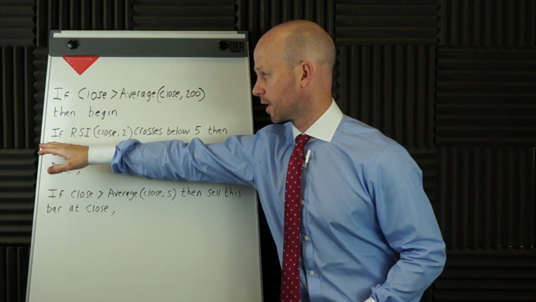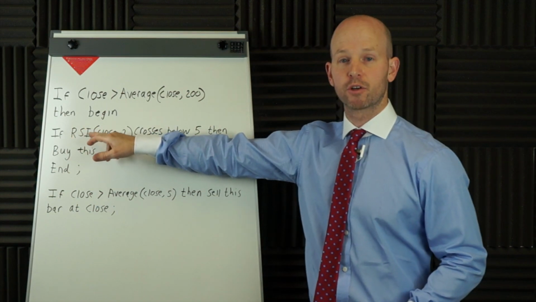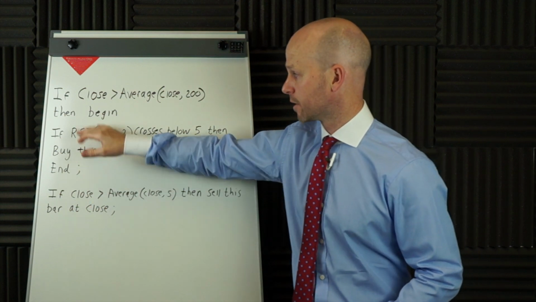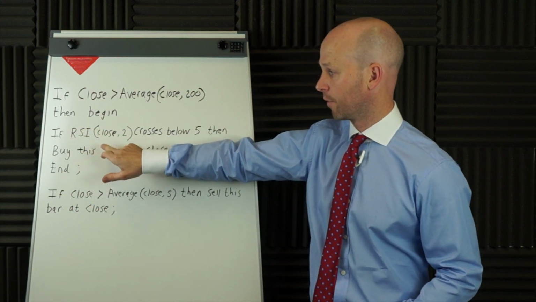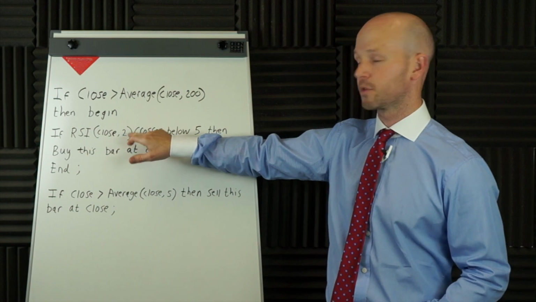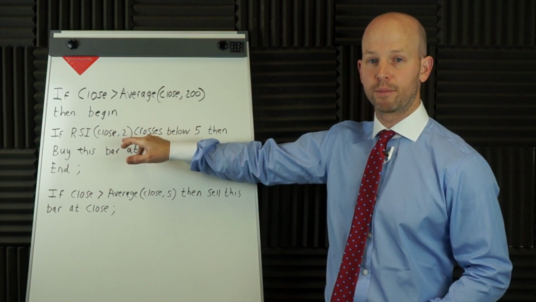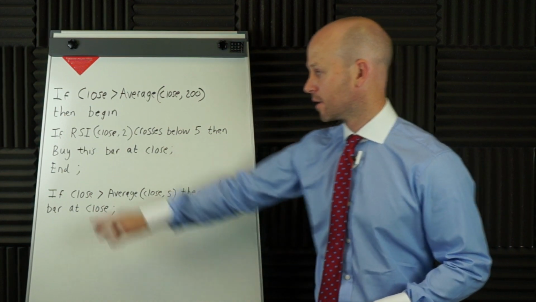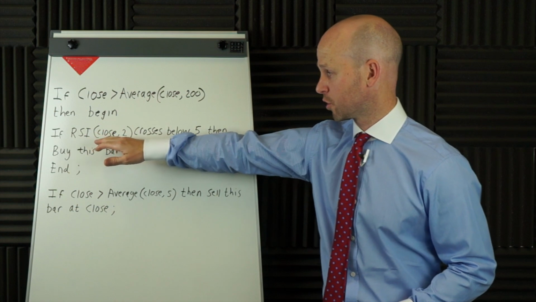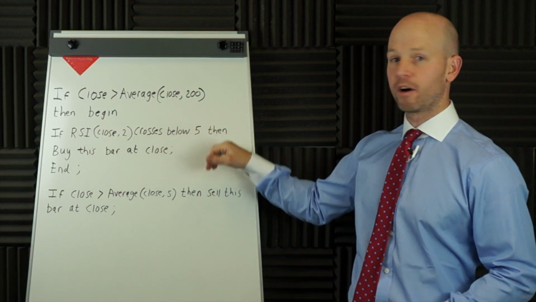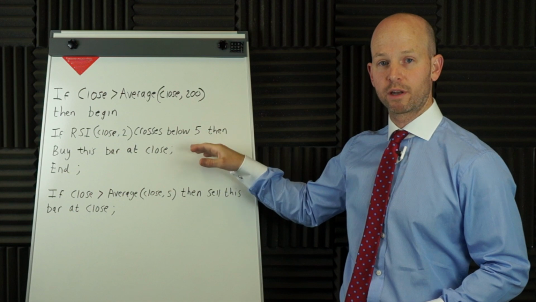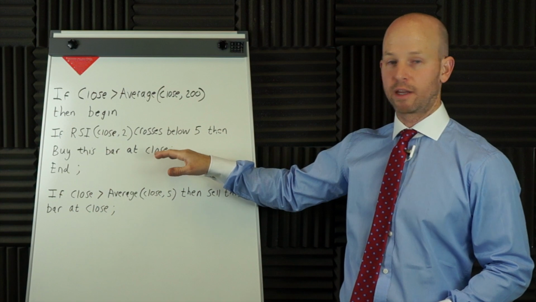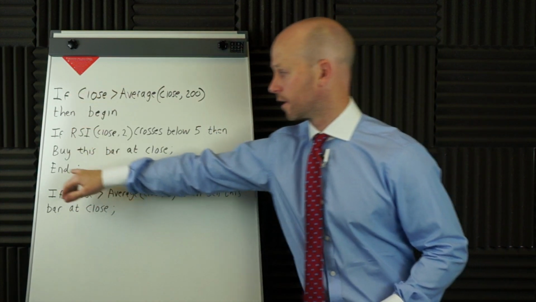In the next line, we're saying if the RSI, this is a built-in function of MultiCharts, it knows what RSI is and how to calculate it. And it's just saying calculate the RSI on the close, and comma 2, that's the length of the RSI. Remember I said standard's 14, we're using a faster one, 2 period. So if the RSI, or 2 period, crosses below 5, 5 was our level that we're going to enter on, then buy this bar at the close, and that's our entry order, and then we end.